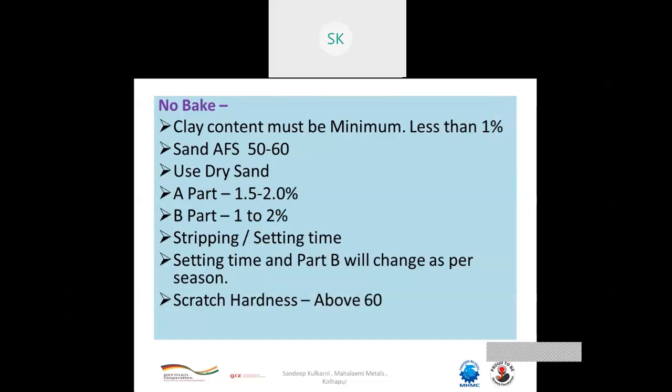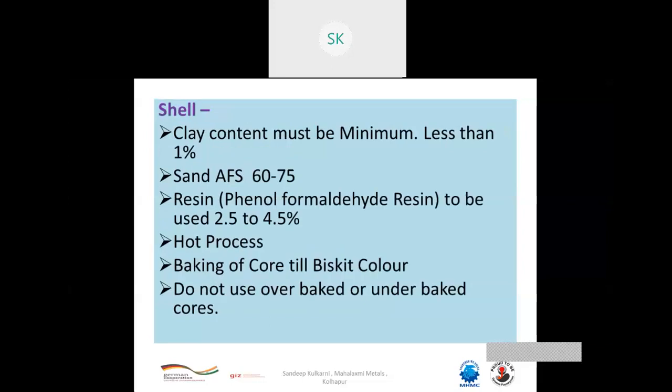A part should be 1.5 to 2%, B part 1 to 2%. Again, it depends on the climate conditions. In the summer, you will require less quantity of A part and B part. In the winter and in the rainy season, you need more amount of B part because of the climate condition. Stripping time and setting time also depend on the climate condition, as A part and B part will change as per season, as I told you, and the scratch hardness is again above 60.